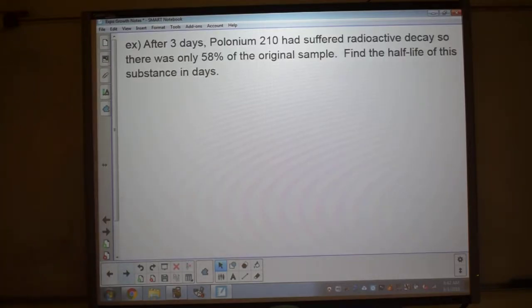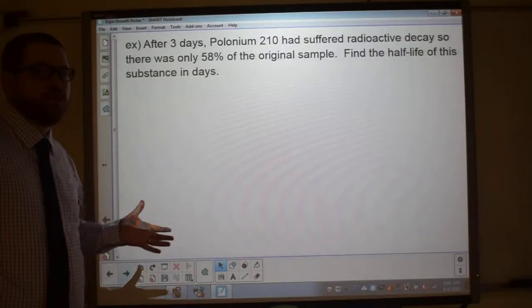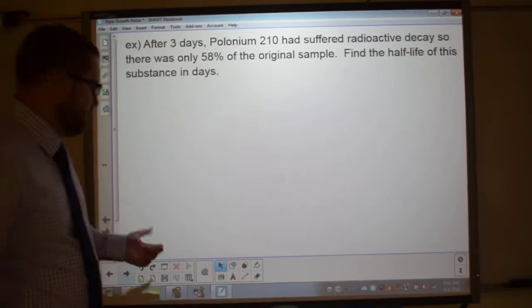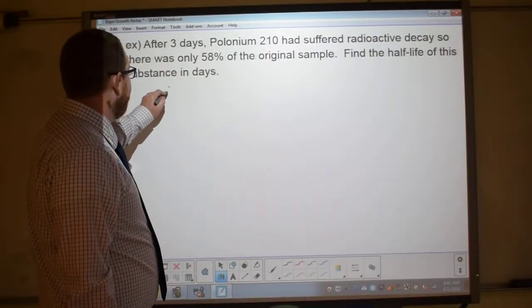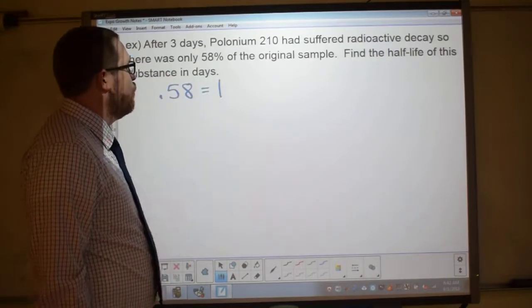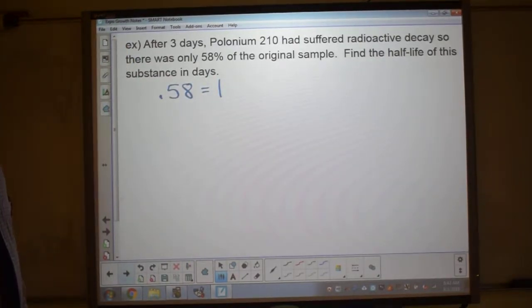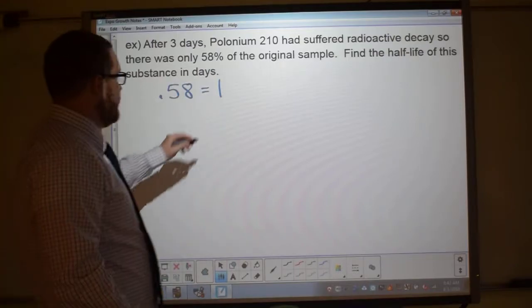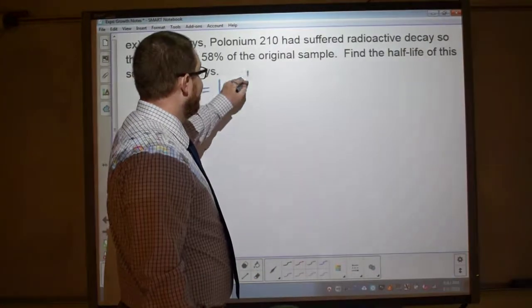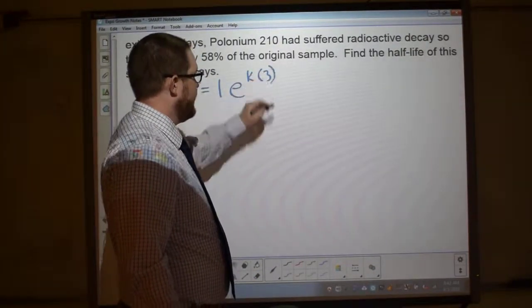Let's try a problem. After 3 days, polonium-210 has suffered radioactive decay so that there was only 58% of the original sample. Find the half-life. It didn't tell me a final amount or an original amount other than 58% of it was left. So I can say that 0.58 was left of 1 whatever, 1 gram, 1 ounce, 1 pound, 1 ton, it doesn't matter, 58% of it is left. Okay? So I know my final amount and my initial amount. E is still E. It does not tell me the rate, but the time is 3 days.